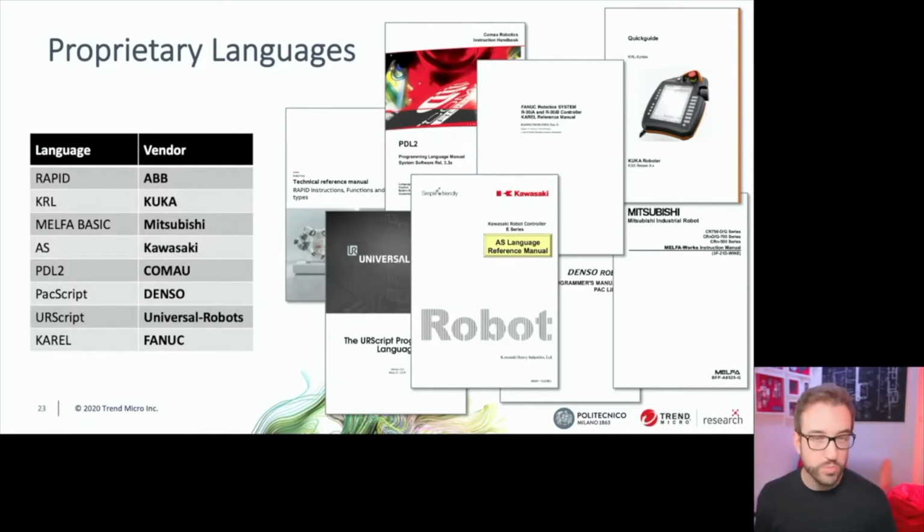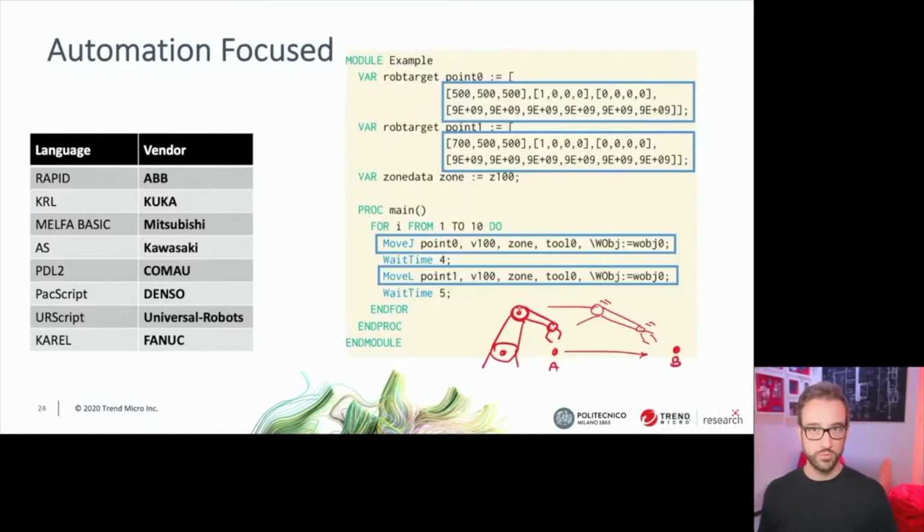These languages are almost exclusively focused on automation. As you can see here, there's a simple example of an ABB program written to move the robotic arm from point 0, point A, to point B. Here you see the definition of the targets, the coordinates in 3D space. And then we have a for loop that moves the joints, then waits, then moves the other joint, and then waits in a loop, right? So 10 times back and forth.